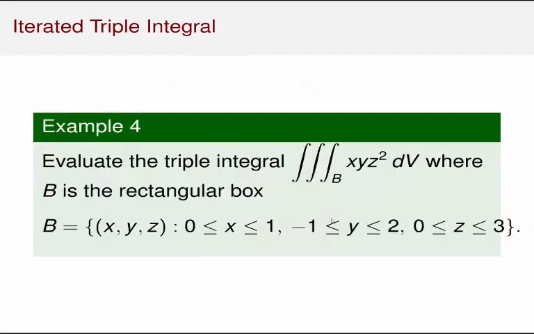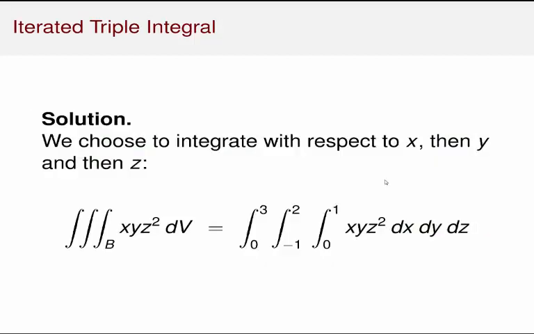Okay, let us look at one example. Suppose we want to evaluate the triple integral of the function x y z squared over the rectangular box B given as follows. Well, by Fubini's theorem, we can evaluate this triple integral by evaluating the iterated integral with respect to the underlying variables. Here I have chosen the order dx, dy, dz, in which case the variable z, which is placed at the most outer integral, is bounded between 0 and 3, the variable y between -1 and 2, and the variable x lies between 0 and 1.